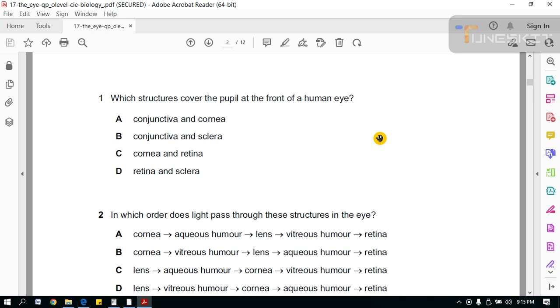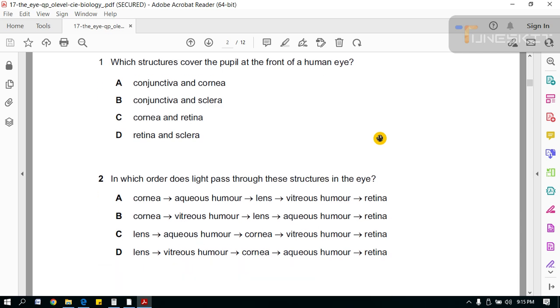So here in this MCQ, option A is correct, which is conjunctiva and cornea. These are the two structures which cover the pupil at the front of a human eye.